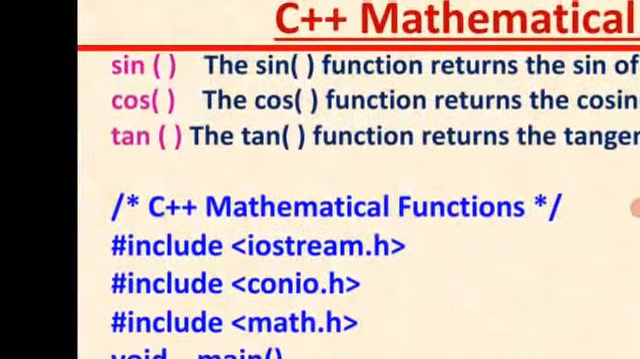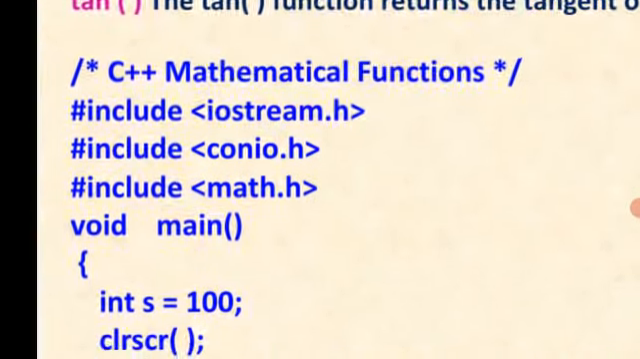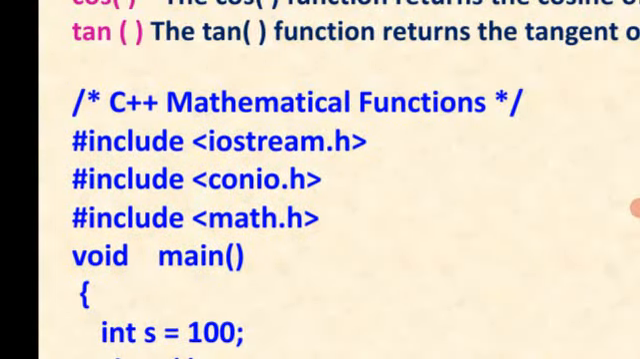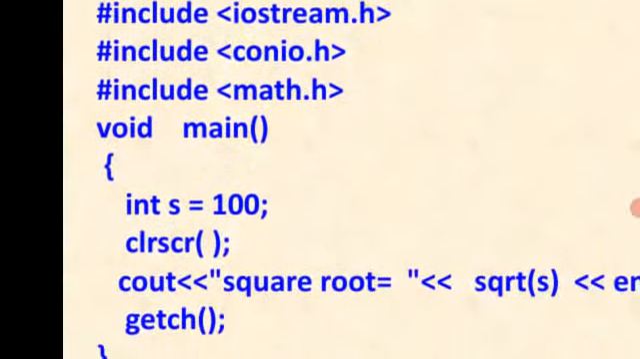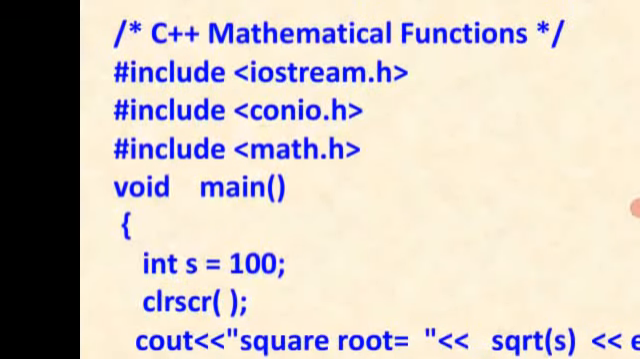So let me show you with an example. Let us consider one program to demonstrate mathematical functions. You know that our programs begin with the header files. First one is hash include iostream.h. Second one is hash include conio.h. Third one is hash include math.h. It is the mathematical function header file. Now in the next part, void main, you know that.